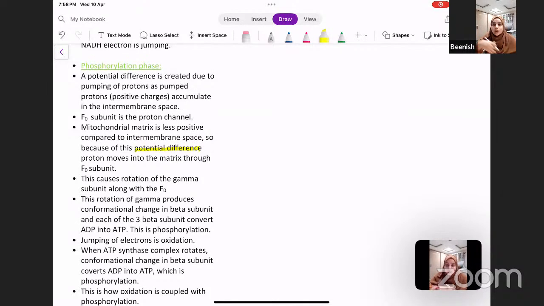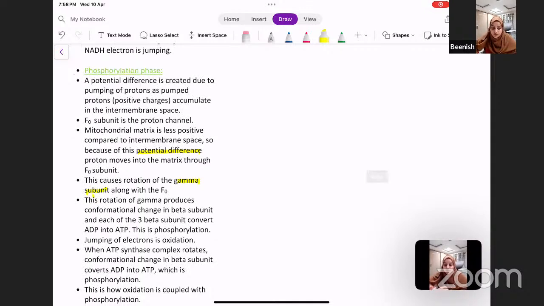So your protons move into the matrix through the F0 subunit. Positive charges have accumulated in the intermembrane space, so from that intermembrane space, via the F0 subunit, those protons enter into the matrix. Now, this causes the rotation of the gamma subunit.